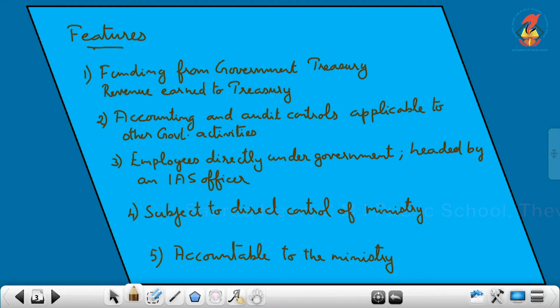Another thing is that employees are directly under government. That means employees are government employees and they are headed by an IAS officer, an Indian Administrative Service officer. It is subject to direct control of ministry. As it is an extension of ministry, the total control of the departmental undertaking will be in the hands of ministry. It is accountable and answerable to the ministry and to the minister. So these are some of the features of departmental undertaking.